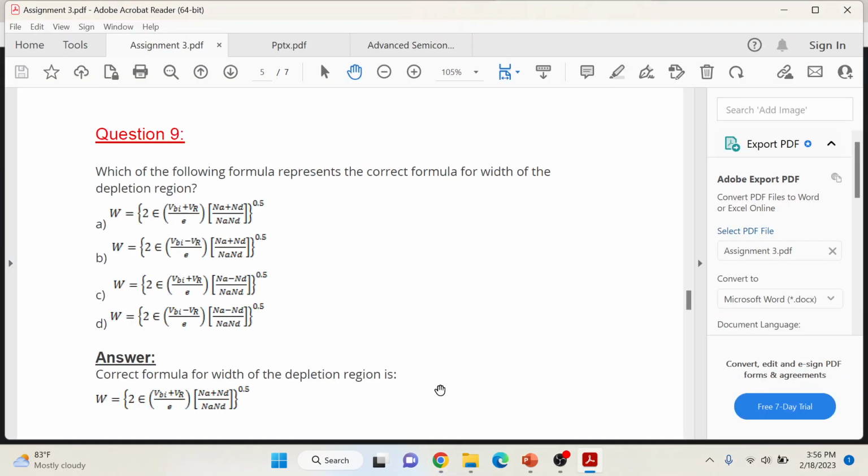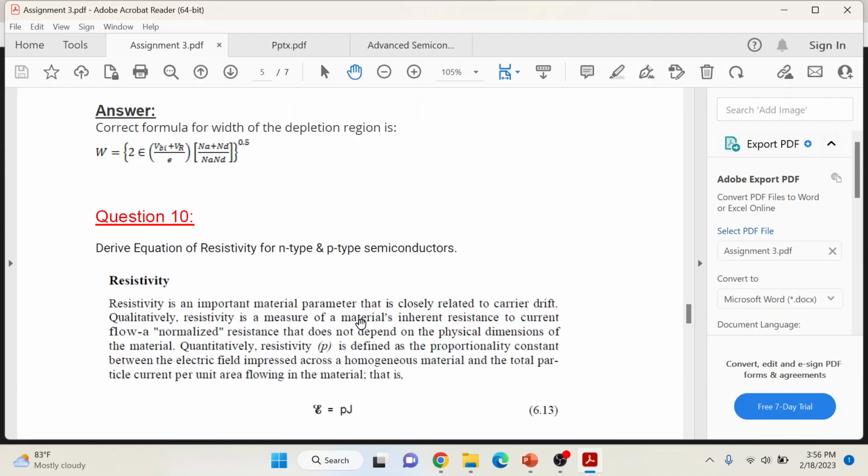So without delaying any further, let's move to the next question. I was talking about the equation of resistivity for N and P types separately. So what is resistivity first of all? It is an important material parameter that is closely related to carrier drift. Qualitatively, resistivity is a measure of a material's inherent resistance to current flow, a normalized resistance that does not depend on the physical dimension of the material. Quantitatively, resistivity is defined as the proportionality constant between an electric field impressed across a homogeneous material and the total particle current per unit area flowing in the material.